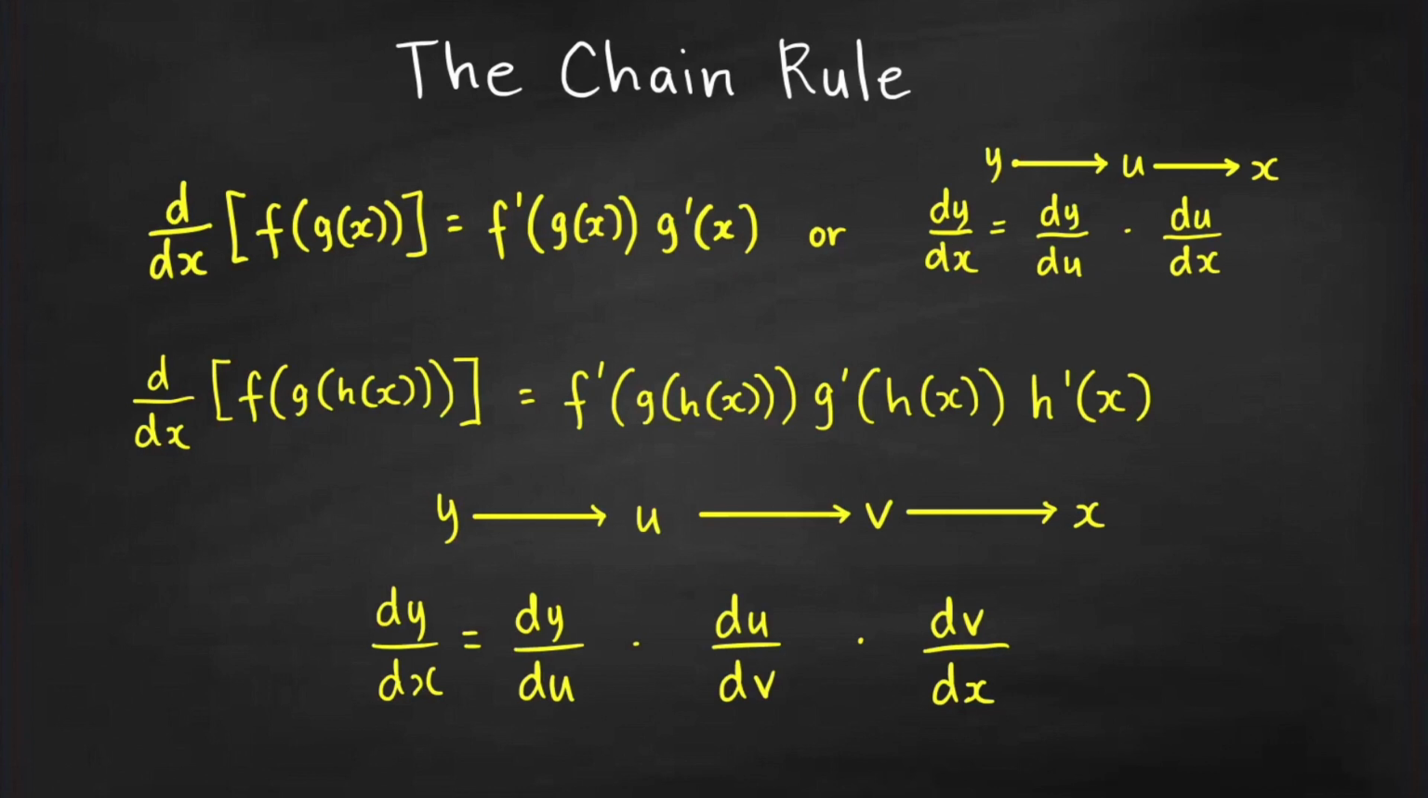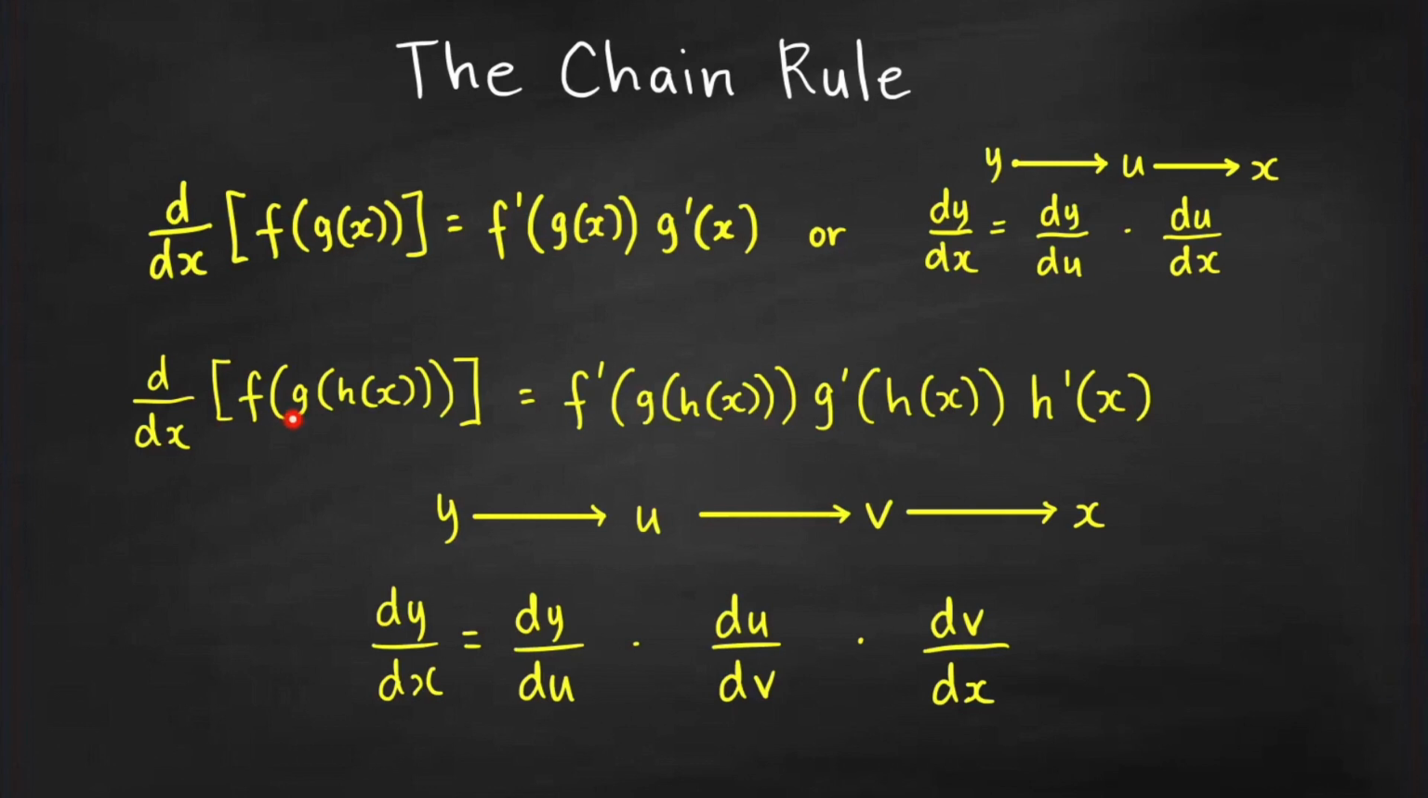Another way to write this chain rule is using Leibniz notation. If you know that y is a function of u and u is a function of x, then to compute the derivative of y with respect to x, just compute first the derivative of y with respect to u, so that is dy over du, times the derivative of u with respect to x. And this can be extended to a composition of three functions, four functions, and so on.